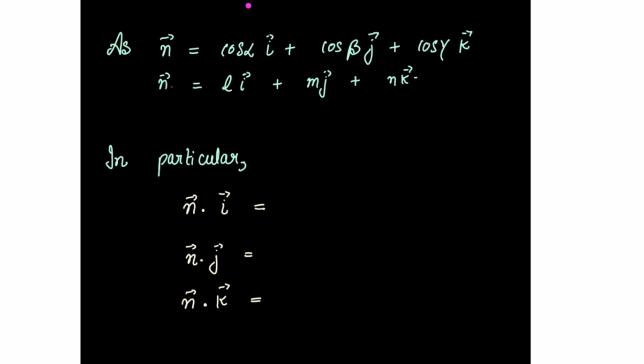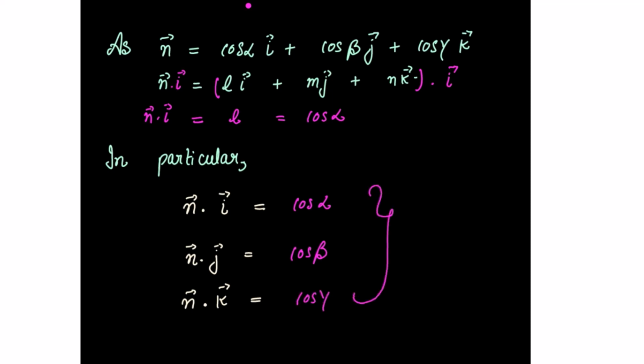And if I take the dot product of n vector with i, what am I getting? I get n vector dot i vector equal to l, only l. So in particular, it is also equal to cos alpha. The dot product of n vector with i vector is cos alpha. The dot product of n vector with j vector is cos beta. And the dot product of n vector with k vector is cos gamma. Please remember these. We are going to use this result in the proof of the theorem.